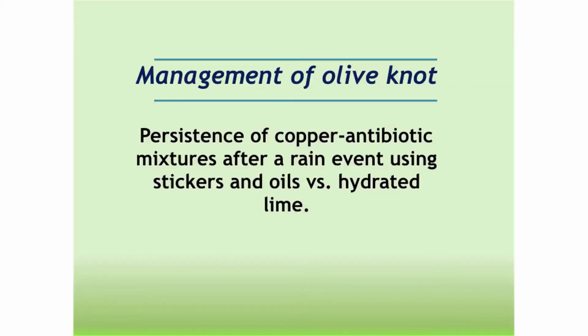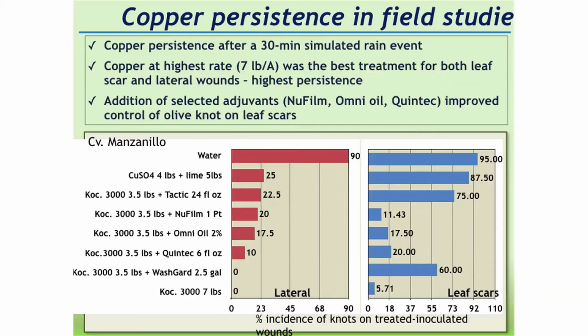Persistence. I know I'm running out of time here, but a lot of questions over the years that we've worked on this is how do we make this thing last? And if we put it on at harvest, can we make it last into the December, January period? Again, looking at the high rate, here's the maximum labeled rate of Cocide 3000, 7 pounds. It did an excellent job on leaf lateral wounds on the stems and leaf scars.